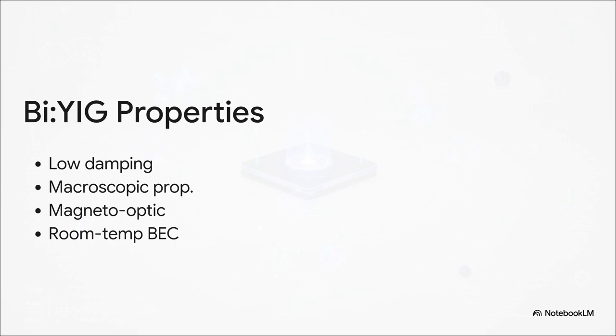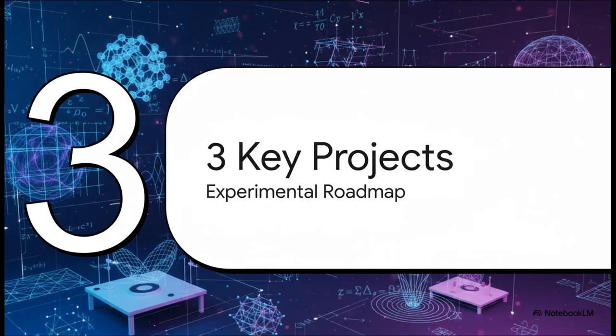But the fourth point, this is the real game changer: room temperature Bose-Einstein condensation. Normally, to get that ODLRO quantum state we just talked about, you have to freeze materials down to near absolute zero. But BYIG can achieve this state at room temperature using electromagnetic parametric pumping. That means you don't need a multi-million-dollar cryogenic facility for this. You can literally do it on a desktop. Moving right along to part 3, 3 experimental key projects.